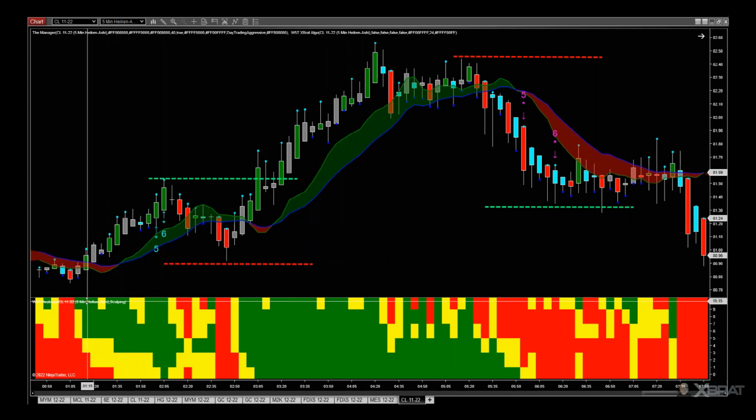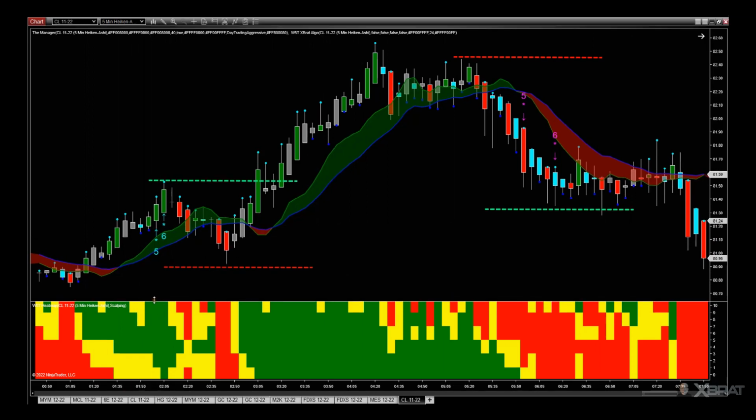I'm actually on the scalping setting for the bias depth heat map. That starts off at the 1 minute time frame and works up 6 different time frames to give you the depth of that bias, whether it's neutral in yellow, red in bearish, or green in bullish. And then on the manager, I've got this on the day trading aggressive setting.